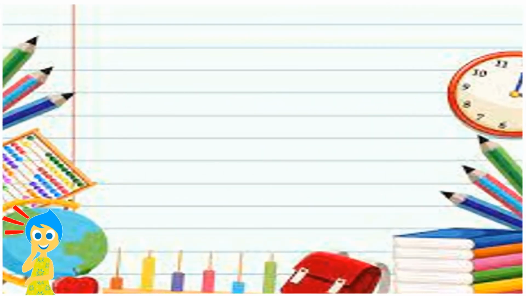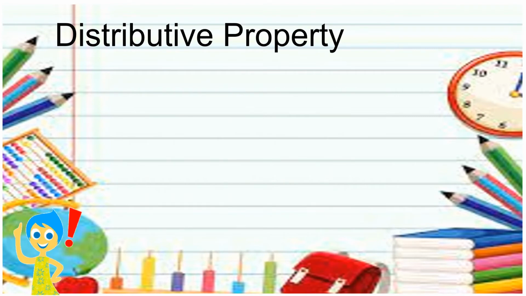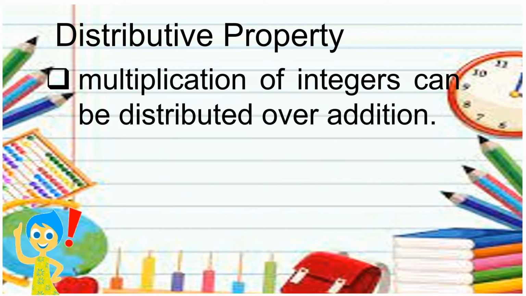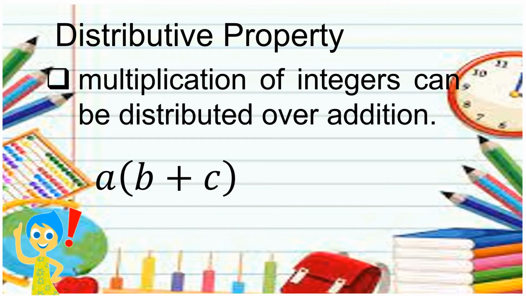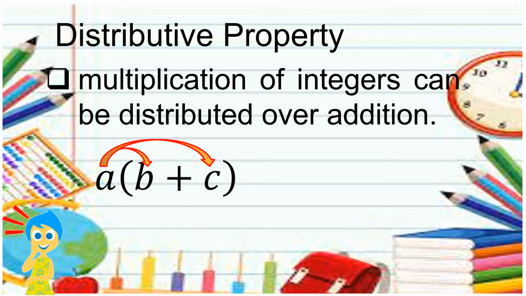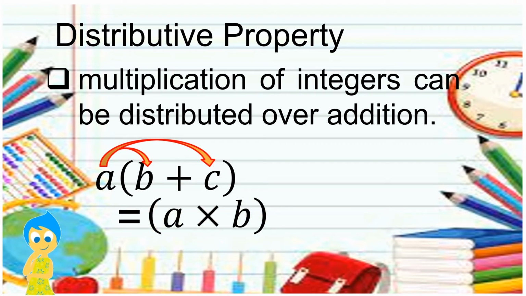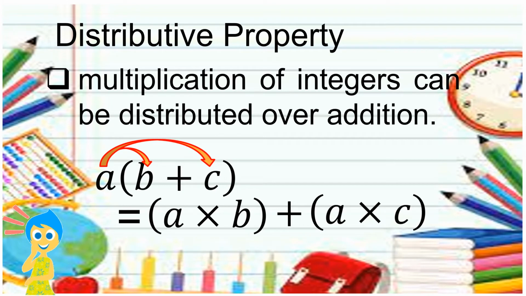Now let us have another property, which is the distributive property. Distributive property states that multiplication of integers can be distributed over addition. Supposing we have a times b plus c. In here, we are going to distribute a to b and c, meaning we are going to multiply a times b plus a times c. That is distributive property.